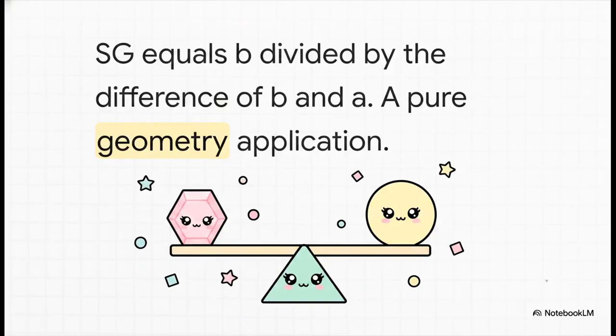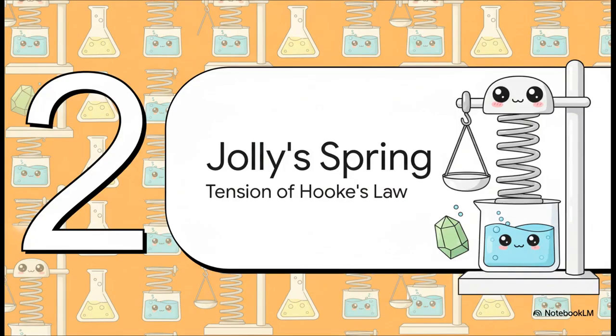Which brings us right to Walker's Steelyard formula. The specific gravity simply equals B divided by B minus A. Think about that for a second. The specific gravity is derived entirely from those linear beam distance measurements along the horizontal axis. It's just pure geometry and moments of force giving us the exact density ratio of the stone. How awesome is that?